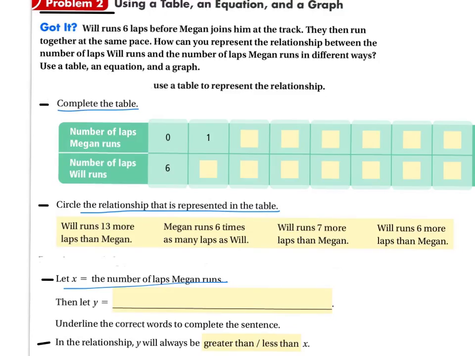So first the table. Megan starts out, she has run 0 laps, Will has run 6. When Megan runs 1, Will has done 7. 2 for Megan means 8 for Will. 3 for Megan means 9 for Will. 4 for Megan, 10. 5 and 11. 6 and 12. 7 and 13. So which relationship represents this table?